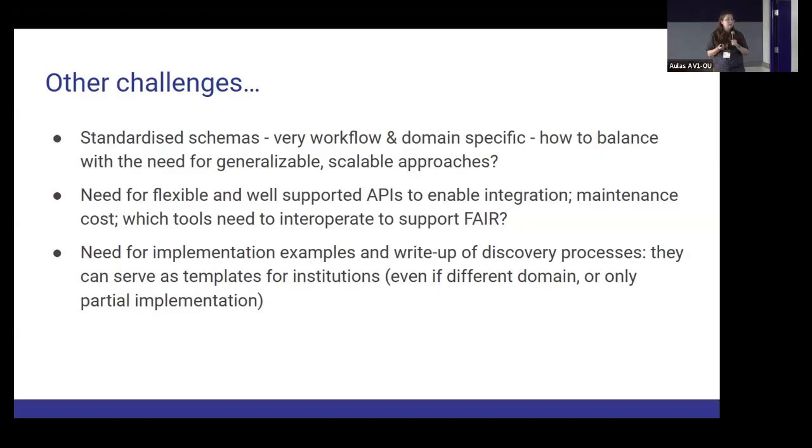There's a need for flexible and well-supported APIs, but there's the cost of each integration you build. Now you have to maintain it. So which tools actually need to interoperate for the best bang for the buck?